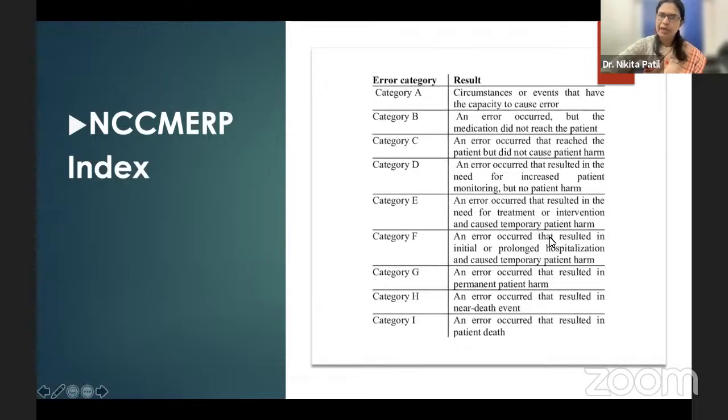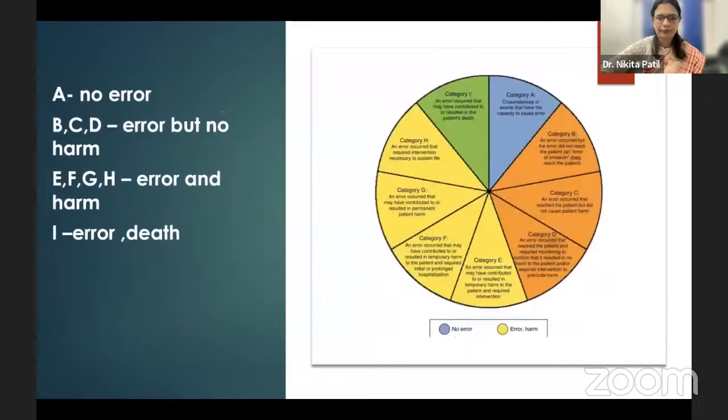Category F, an error occurred that resulted in initial and prolonged hospitalization, temporary patient harm. G comes under error occurred that resulted in permanent patient harm, like the patient who developed paraplegia after the spinal anesthesia. An error occurred that resulted in near death is category H. An error occurred and resulted in death is high risk, that is category I.